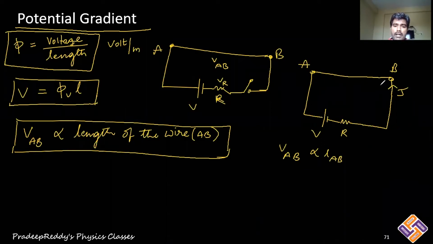Suppose you are not connecting this jockey to B, but you are connecting that jockey to this point, and this point I consider as X. Now what is the effective length in the circuit? The effective length in the circuit is only AX. Therefore there will be voltage dropped here. That voltage dropped is V_AX. V_AX is directly proportional to length AX.